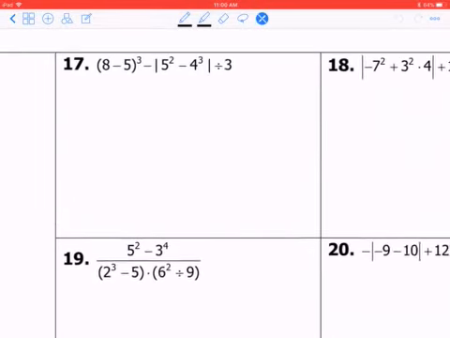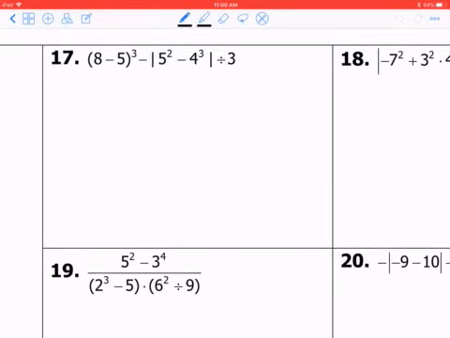Now we have a lot going on. So here we go. We are going to start with the exponents and the grouping symbols here and here. So I'm going to do this all in one row. 8 minus 5 here gives you 3. So I have 3 to the third minus, inside my brackets, 5 squared is 25, and 4 to the third is 64.